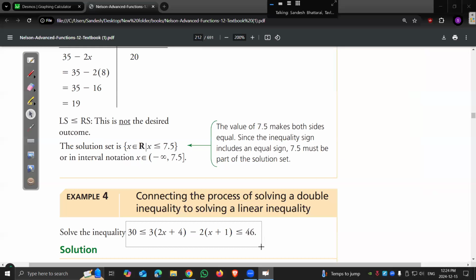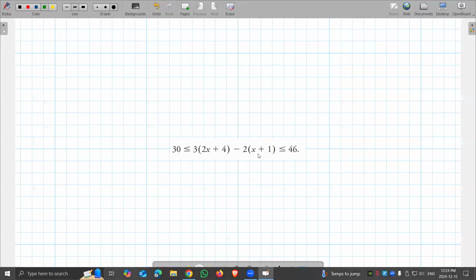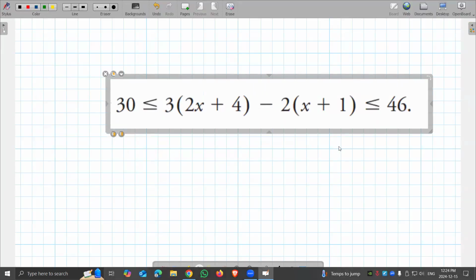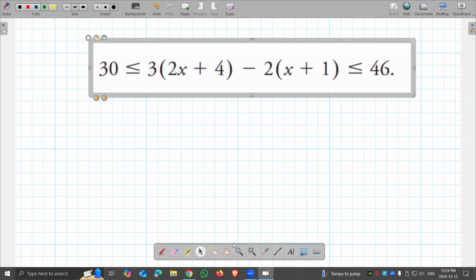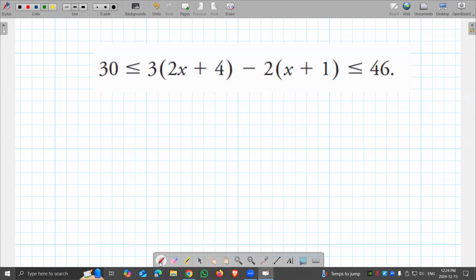Let's look at this one. So sometimes they give you a triple inequality like this one. So there's three sides to this equation. What changes? Not a whole lot. So here on the left and the right, you can't really do anything. So the only thing you could do is open the brackets in the middle. So let's try that. So 30, 6x plus 12 minus 2x.